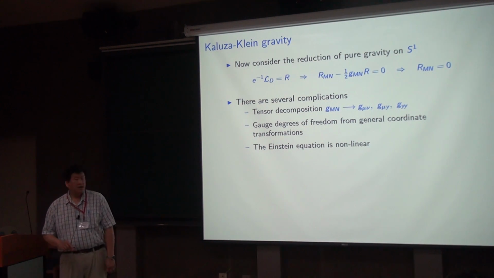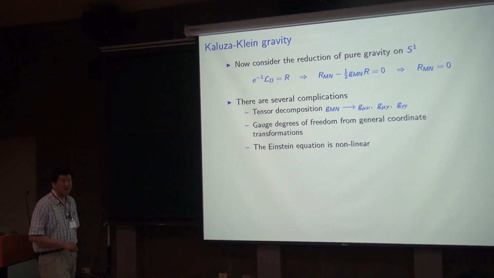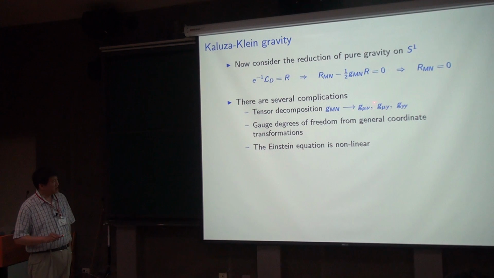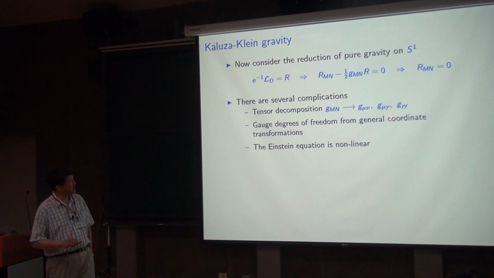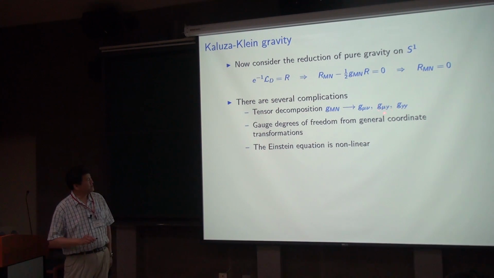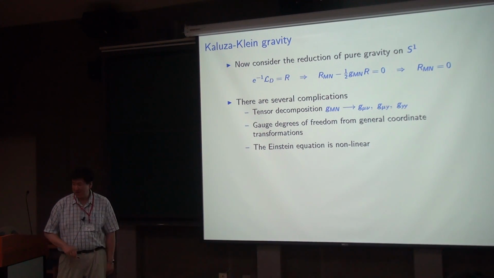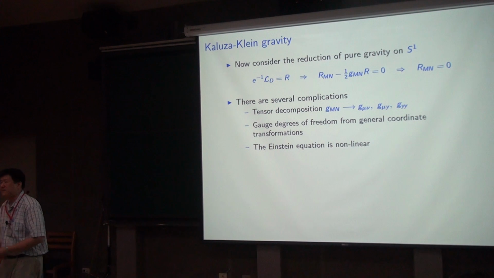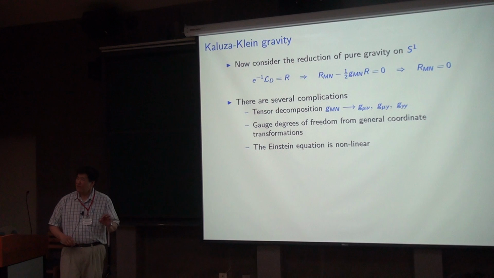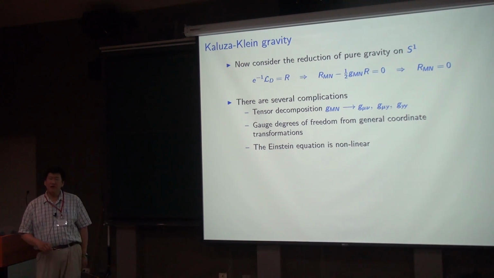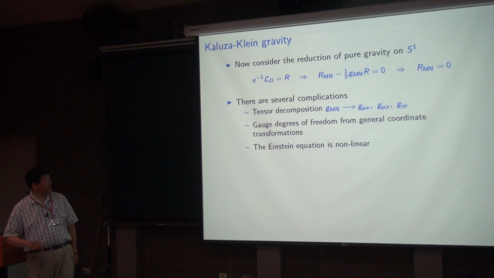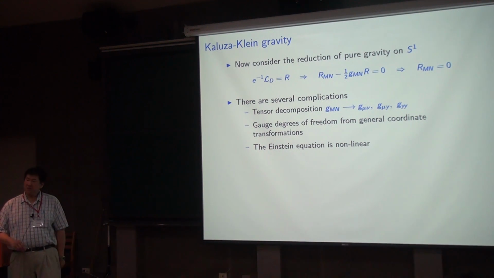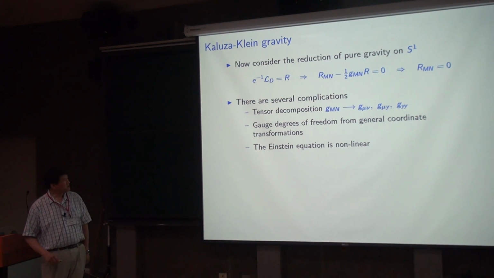So a graviton in 5 dimensions looks like a four-dimensional graviton, a four-dimensional vector field, and a four-dimensional scalar. And that's how you can get electromagnetism or U(1) symmetry out of Kaluza-Klein gravity. However, it's not quite as simple as that, because you have a lot of gauge symmetry, or you have general covariance, and that has to be taken into account as well.